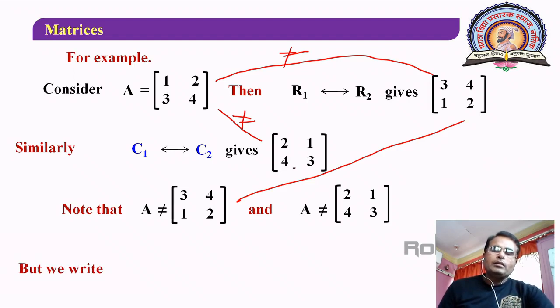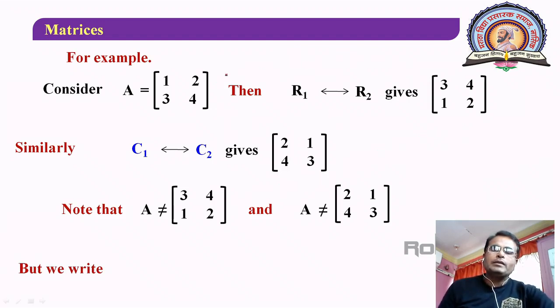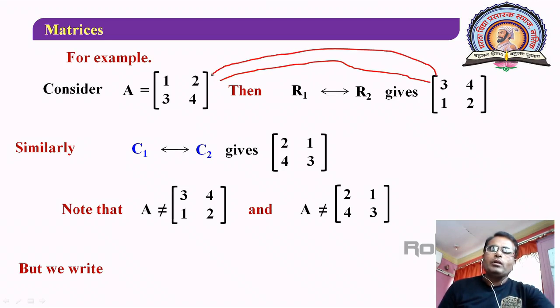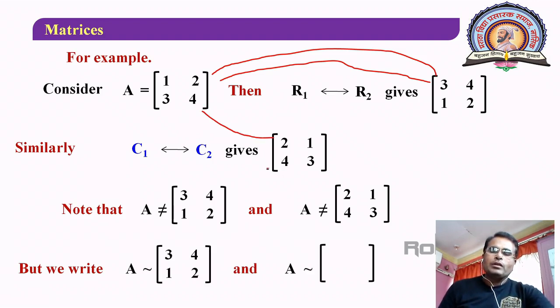Actually, when we consider matrices obtained in this way due to the row transformations, here A is changing to this matrix, and therefore we will say that these two matrices are not equal but they are equivalent. Therefore we write A is equivalent to the matrix 3, 4, 1, 2. Due to the column interchange we get this matrix, so A is not equal to this, therefore we will say that A is equivalent to the matrix 2, 1, 4, 3. That is our next matrix. So in this way you will observe that they are not equal, they are equivalent matrices. That is an important thing.